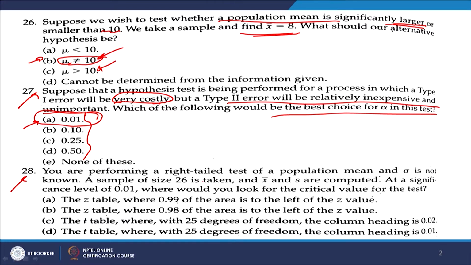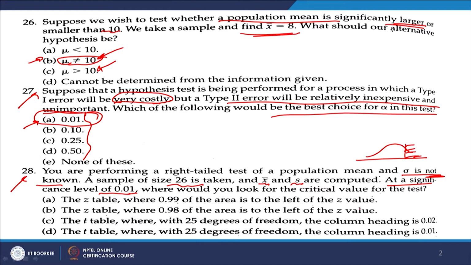You are performing a right tail test of a population mean and the standard deviation is not known. A sample of size 26 is taken, and the sample mean x bar and sample standard deviation are computed, at a significance level of 0.01. Where would you look for the t value in the t table?